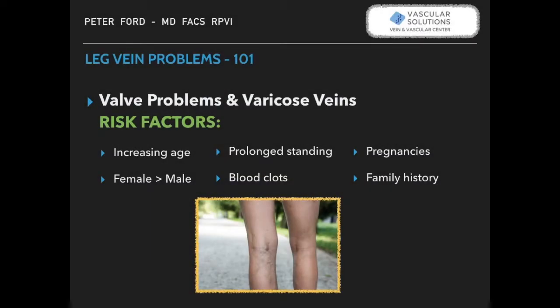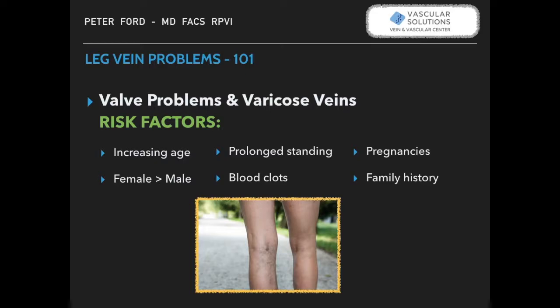Vein valve problems can affect people of any age, but the likelihood of developing vein valve problems increases with age. Other risk factors include prolonged standing, such as teachers and painters and people who stand on their feet a lot. This condition affects females more than males. I estimate that 70% of the people that I see with this condition are female. But if you consider the national numbers, there are still millions of males who have this condition.